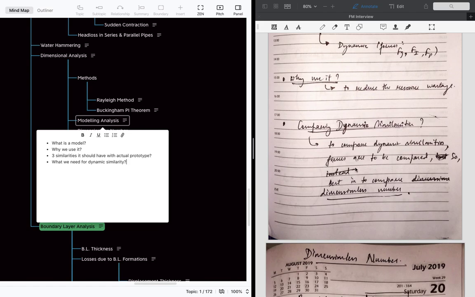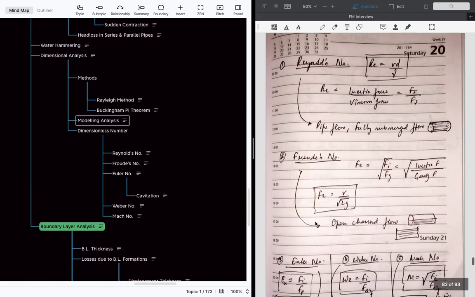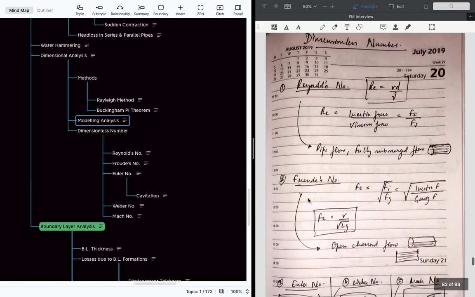To compare dynamic similarity, forces are to be compared. We shouldn't directly compare the model's force and the actual force, but we need to take the ratios. So for that we compare using dimensionless numbers. These are basically ratios. So let's see what these dimensionless numbers are. There are basically five dimensionless numbers.